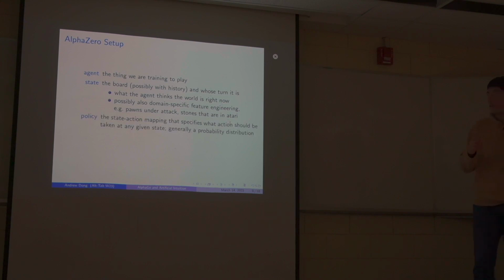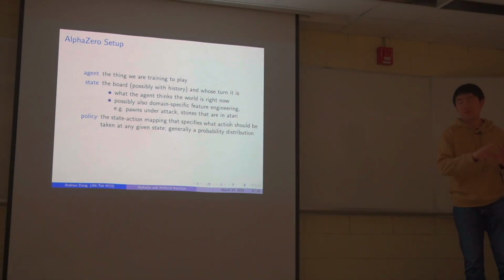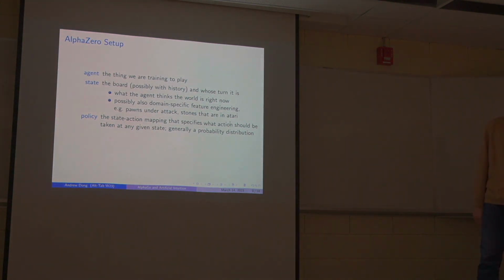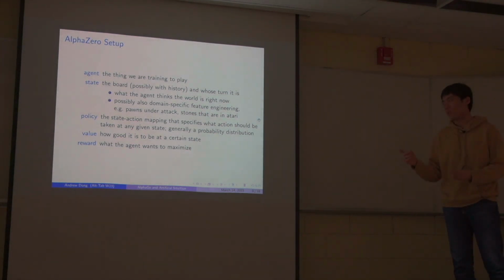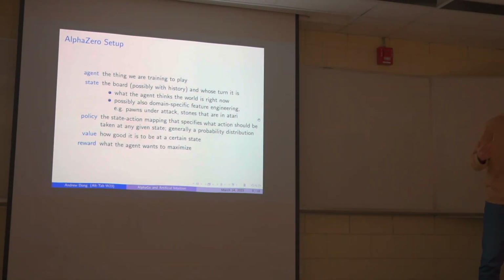The policy is something that the AI is trying to learn. So at each state, what action should we take, and it gives a probability distribution. So for example, in the last slide, maybe moving your rook all the way to the left is an 80% chance the best move. It just gives a probability distribution. The value is how good it is to be in a certain state, and the reward is by definition the thing that the agent wants to maximize. In our case, the reward function is +1 if you won and -1 if you lost. So if you maximize that, then you're trying to win.